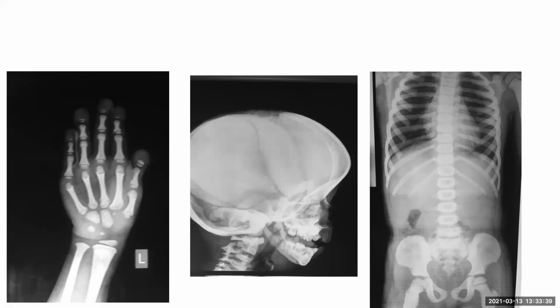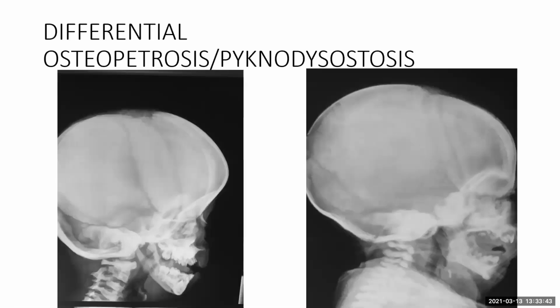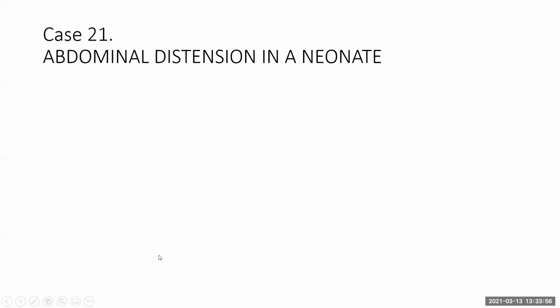Sabahat, if it's okay, I'll describe the films right away as we go on. Okay, madam. As you wish. So this was our differential: osteopetrosis, lateral skull. You can see the angle formed very well, and you can see the obtuse angle in pycnodysostosis, right? Okay. So another case of abdominal distension in a neonate.